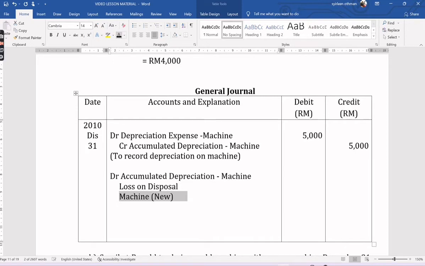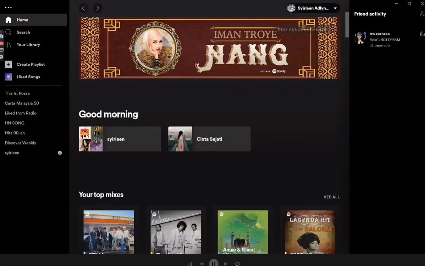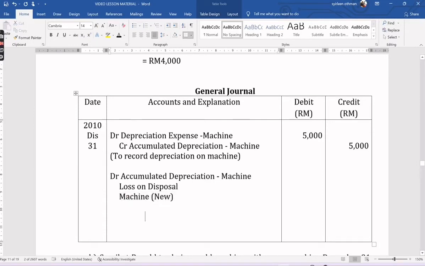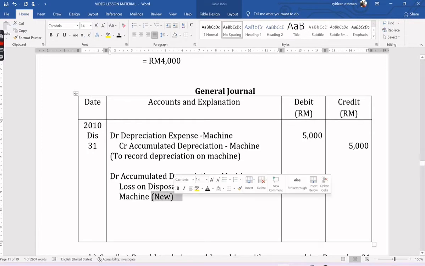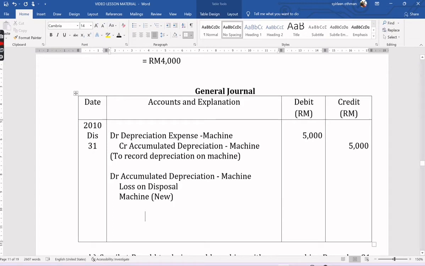Alright, so here kita tag machine new. Okay, so nampak dekat sini it's new. Alright, okay, boleh tak nak tulis new? Boleh kalau you memang cekap. So you just write machine without the new, that means you know this is referring to new machine. Cuma masalahnya you belum begitu cekap, so might as well you tag it. Okay, so you know this is actually referring to the new machine that you are going to buy.